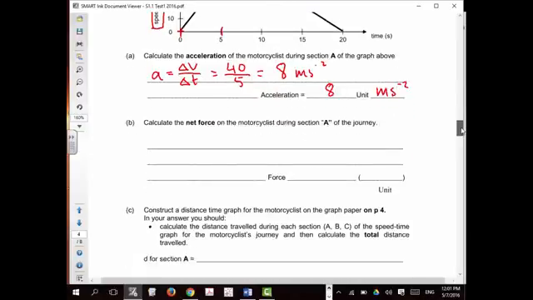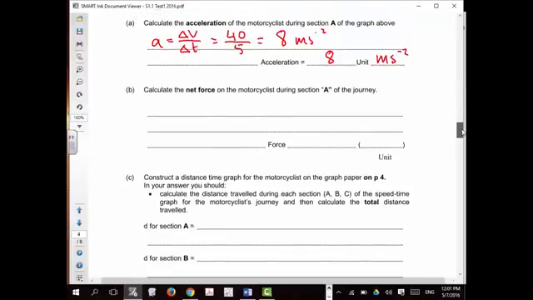Alright. Calculate the net force on the motorcyclist during section A of the journey. Well, we know that the force must be equal to the mass that's being accelerated times its acceleration. And we were told in the question that the mass was 200 kilograms. So that's 200 times 8, and 200 times 8 is 1,600. And force is measured in newtons. So it's 1600, and the unit is newtons.